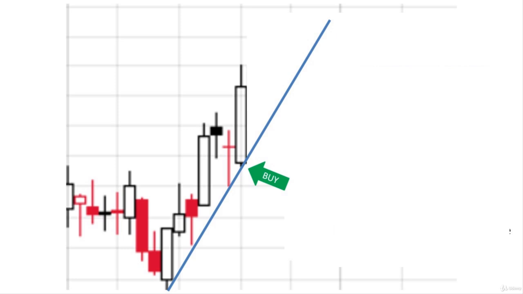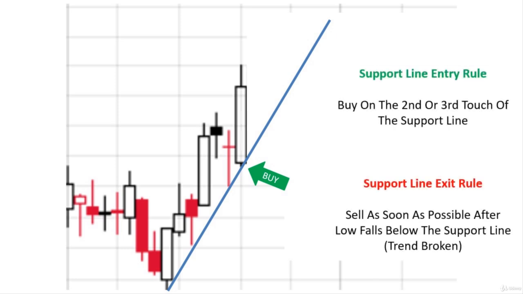So this is how we draw it. Now how do we trade on this? There are 2 rules around this: the support line entry rule and the support line exit rule. The support line entry rule says that you buy on the second or third touch of the support line. Where I have the arrow here, you can see it's on the third touch. It could have been on the second touch or near touch of that support line. That's when you're buying in.